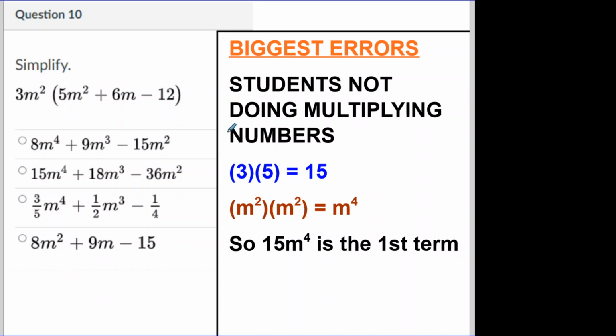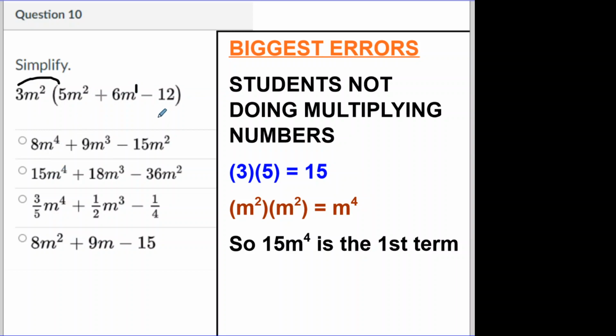And for this one, once again, students not multiplying numbers when distributing. 3 times 5 is not 8. 3 times 5 is 15. If you add the exponents together, in fact, you don't even need to add the exponents for this question. This is the only one that starts with 15. But 2 add 2 does give you 4.